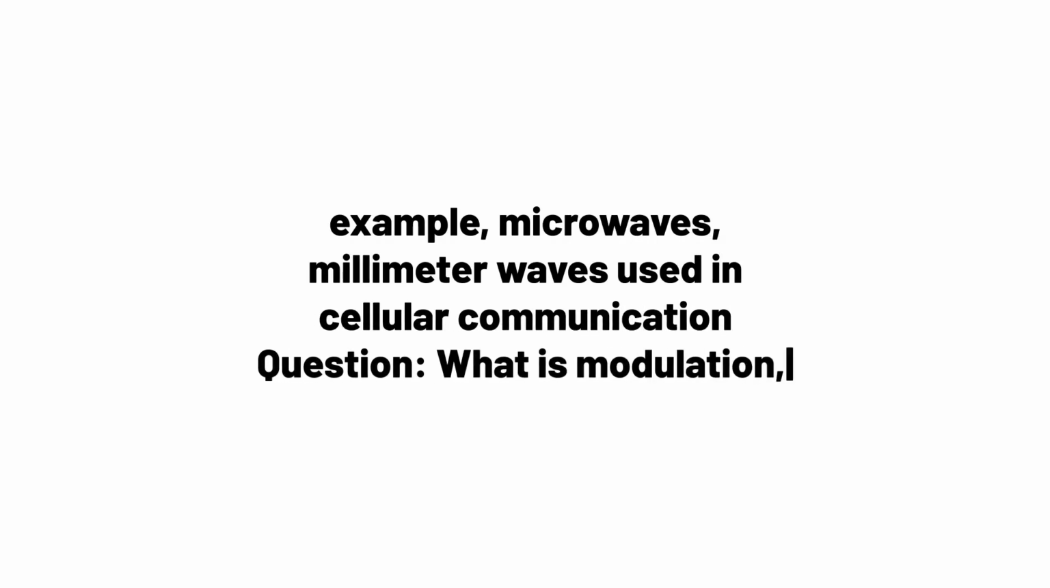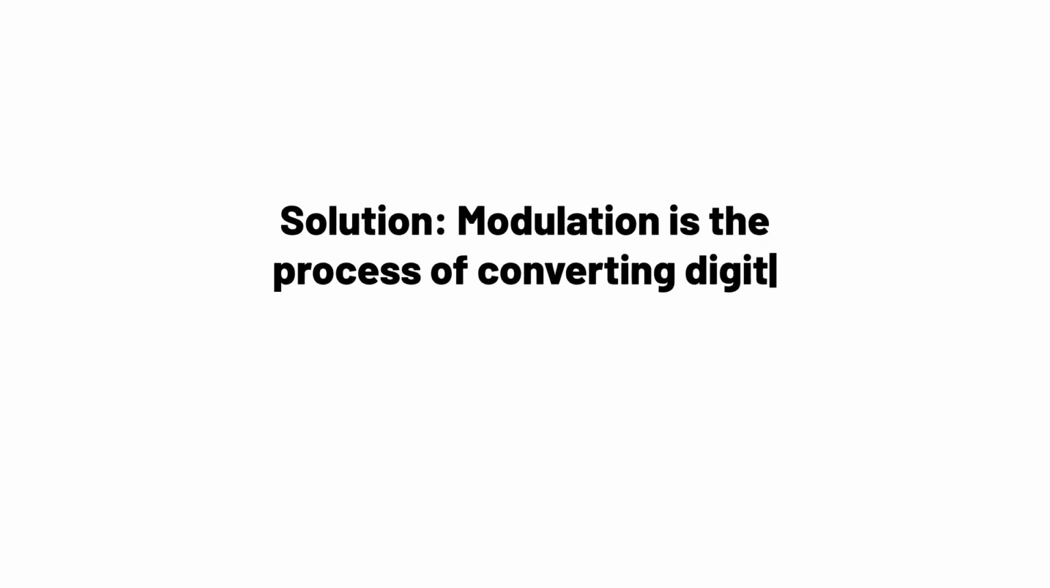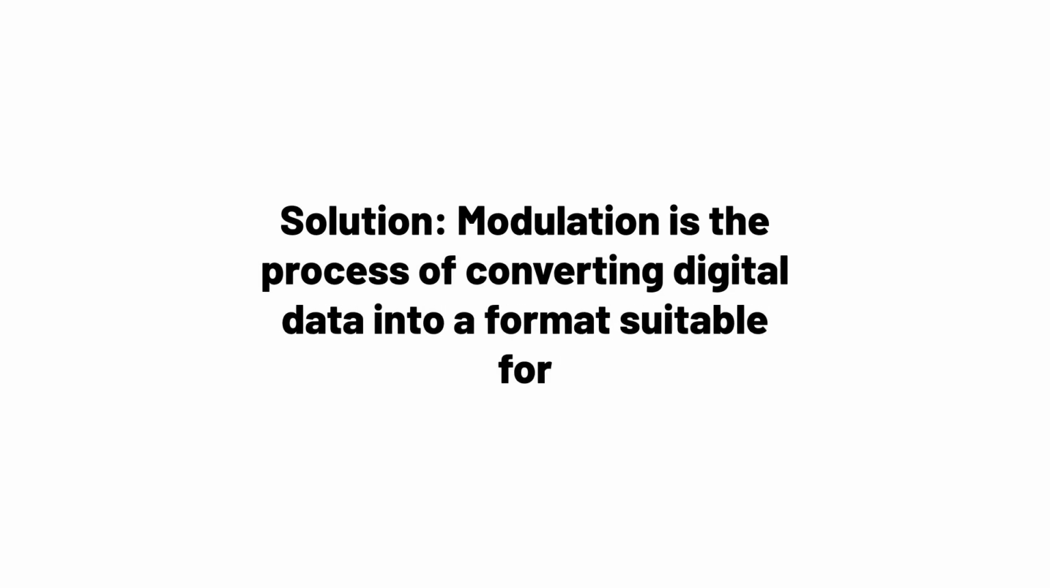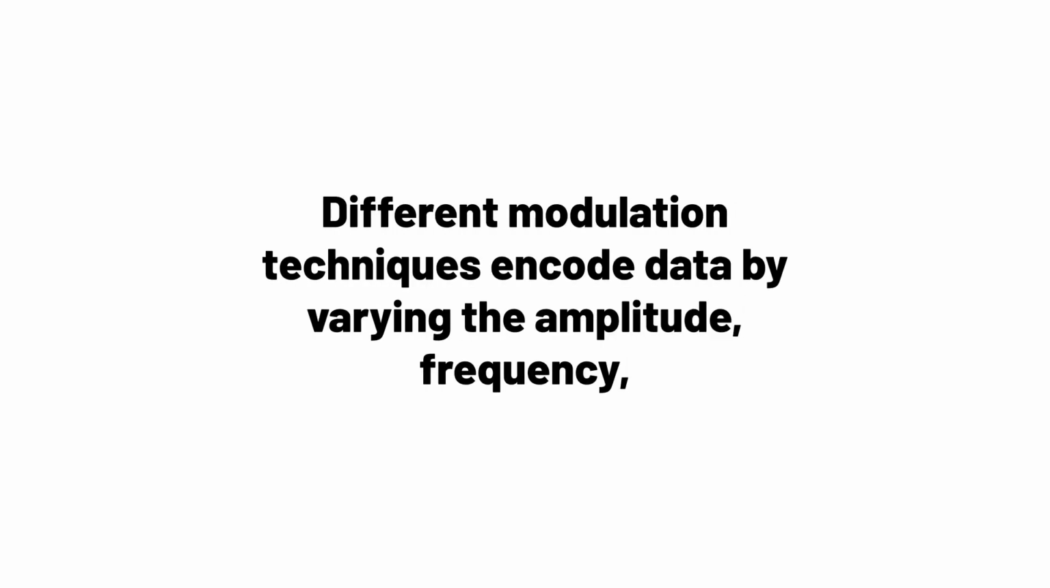Question: what is modulation, and how does it play a role in wireless communication? Solution: modulation is the process of converting digital data into a format suitable for transmission over radio waves. Different modulation techniques encode data by varying the amplitude, frequency, or phase of the carrier wave.